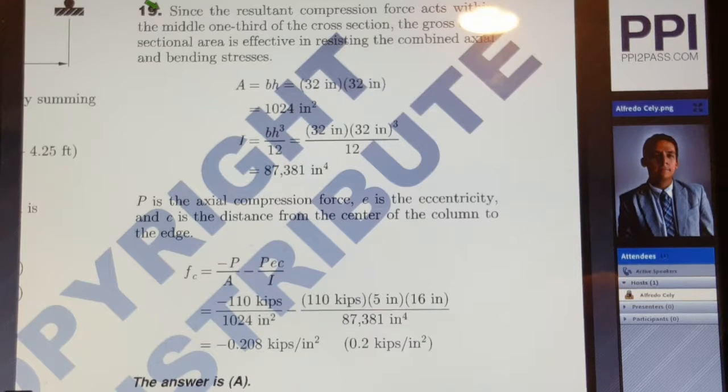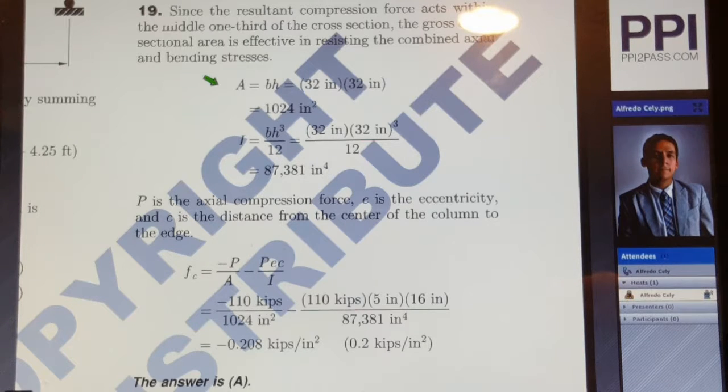right. So understanding for this problem that the resulting compression force, because it acts within the middle one-third of the cross-section, understanding that that force still will be distributed through the entire cross-sectional area of this column member is a key concept that you need to use to move forward. So knowing that, we can then calculate the gross cross-sectional area of the column, which is simply the base times the height. It's a square column, and it's 32 inches by 32 inches. So that's 1024 square inches.